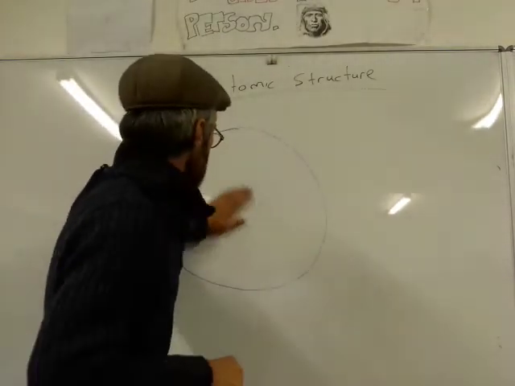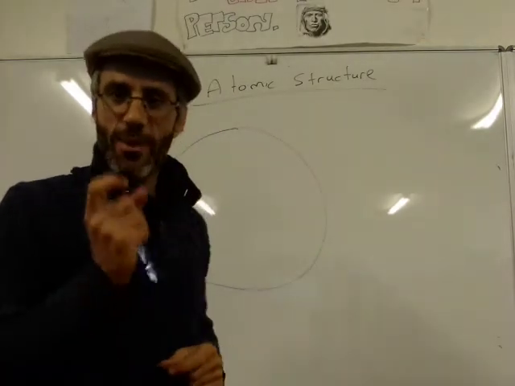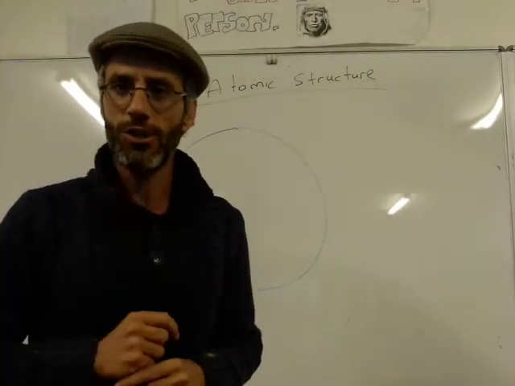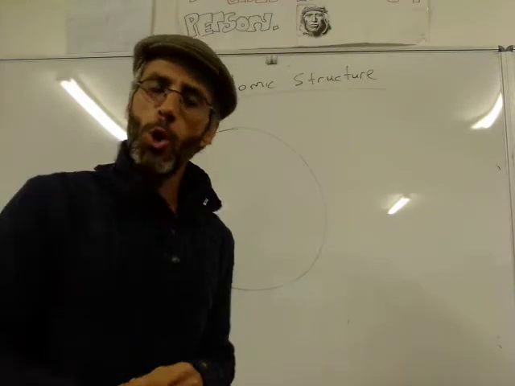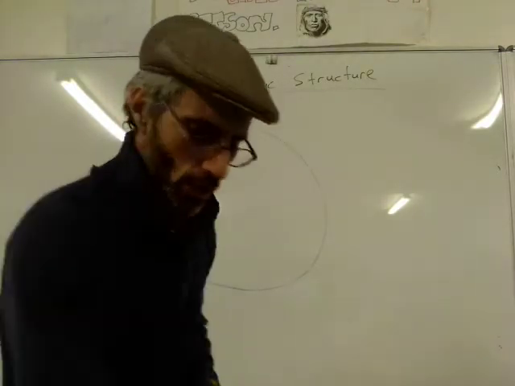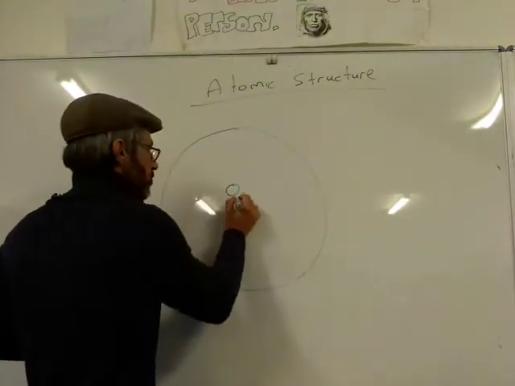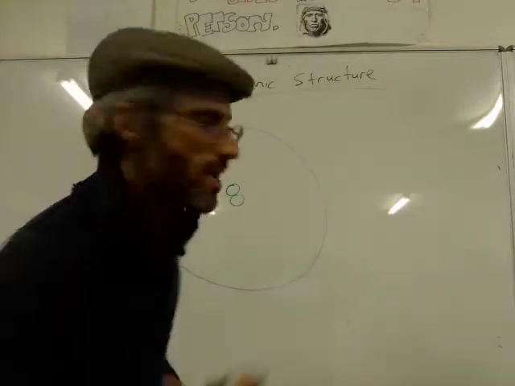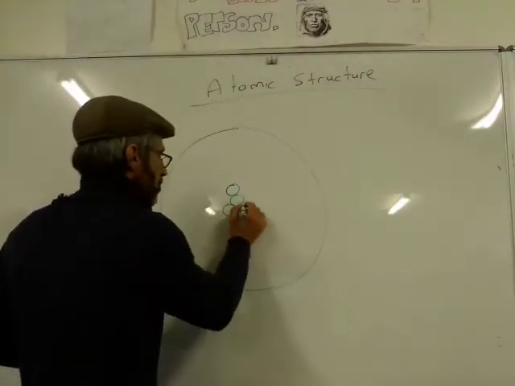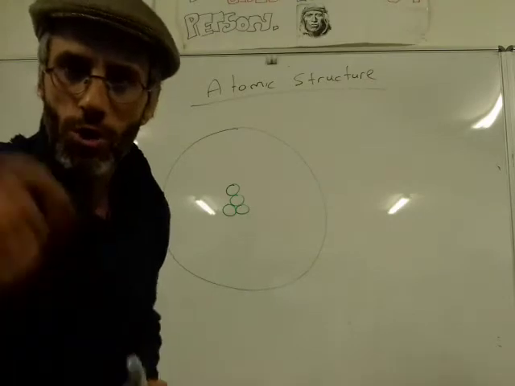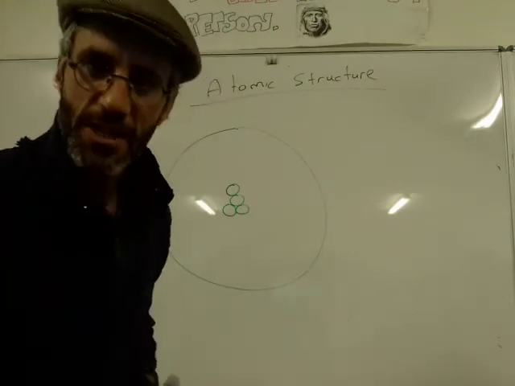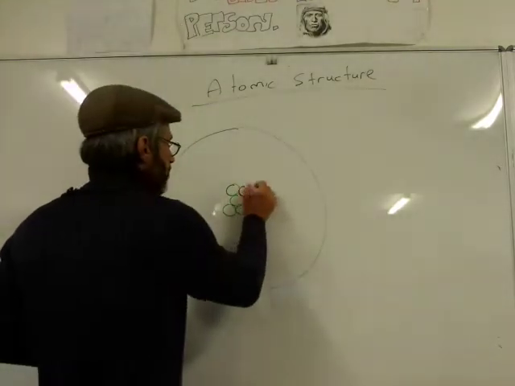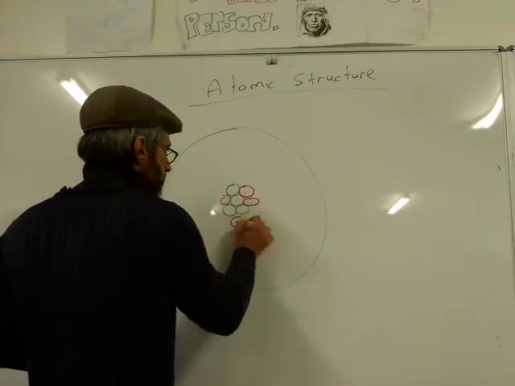Inside the nucleus, I drew it as a circle, but the nucleus is basically made out of two kinds of particles called protons and neutrons. So I'm going to draw neutrons in green. I hope you can see this green here. I'll draw a bunch of greens. I'll write down the names in a bit. And we're going to have protons, which I'll draw in red.